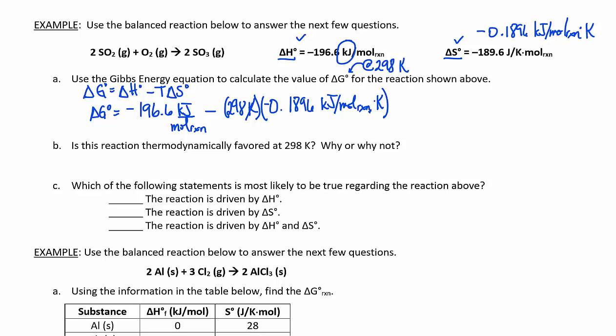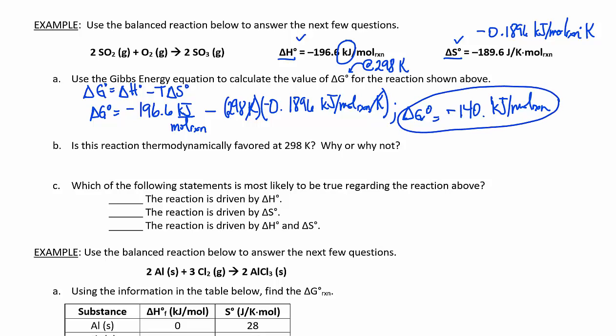Okay, I've got a Kelvin in the numerator, a Kelvin in the denominator, so they go away. And my delta G naught will equal a negative 140 kilojoules per mole reaction. Is the reaction thermodynamically favored at 298? Why or why not? We have a negative delta G right here. Negative delta G's indicate that there's a release of free energy, which means it will be thermodynamically favorable. Yes, negative delta G at this temperature. Therefore, spontaneous or thermodynamically favored.